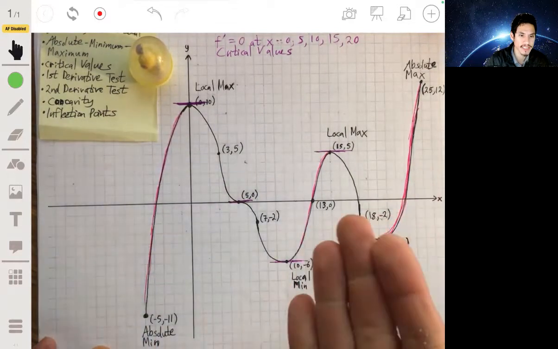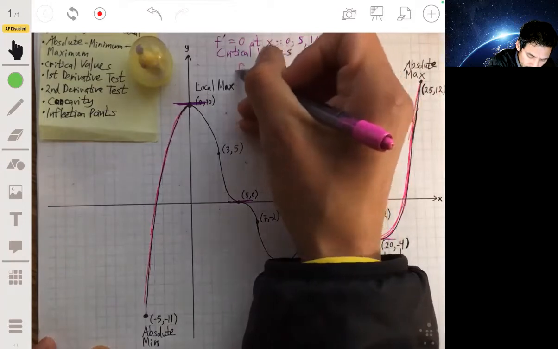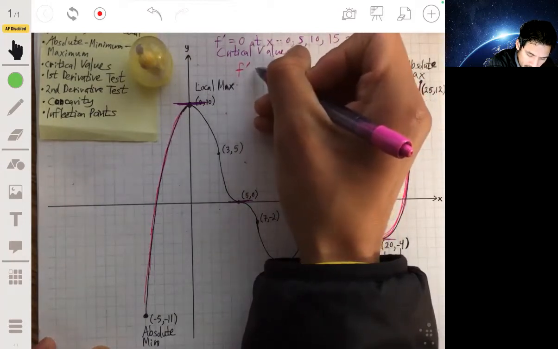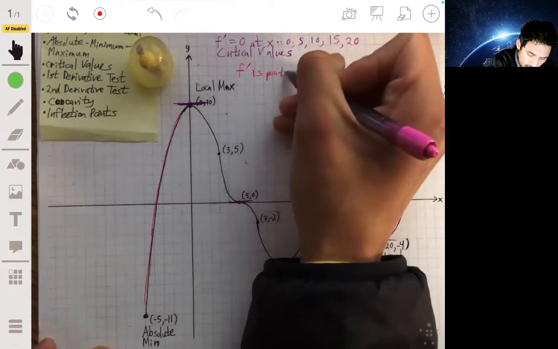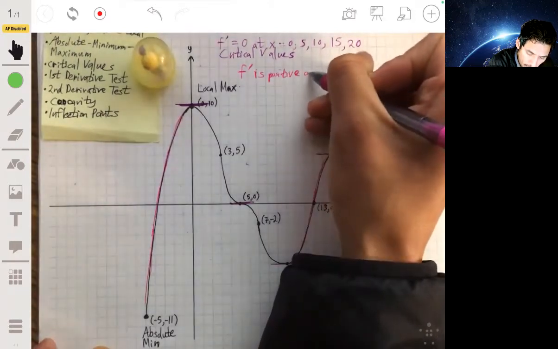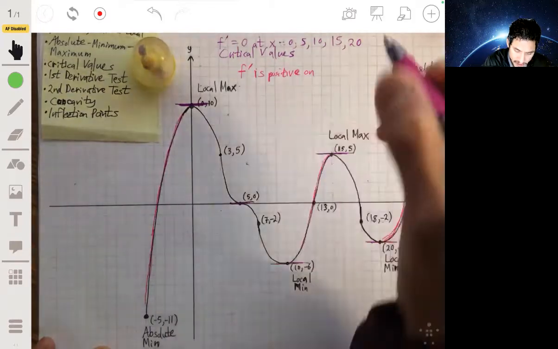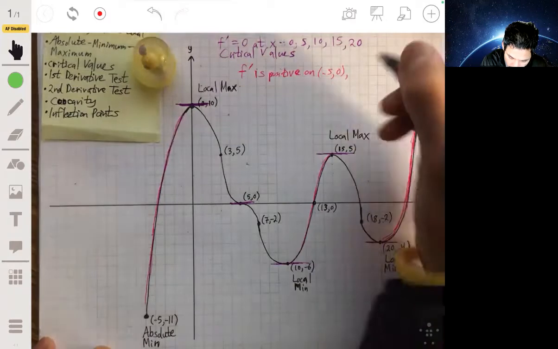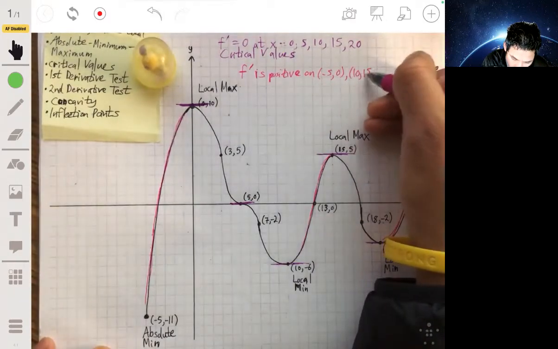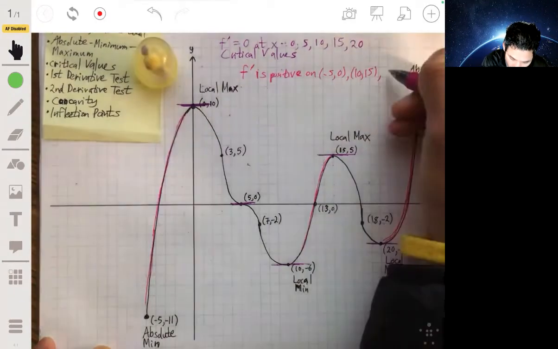But what does that say about the first derivative? Well, the first derivative is positive. The first derivative is positive on those intervals. The first derivative is positive on -5 to 0, 10 to 15, and 20 to 25.